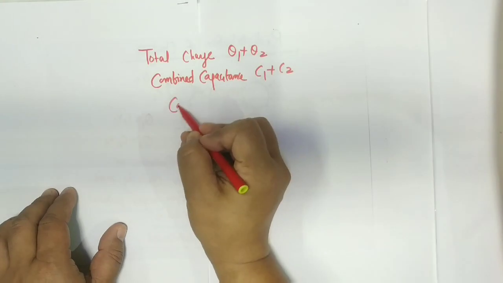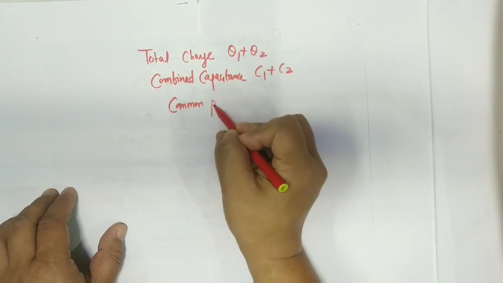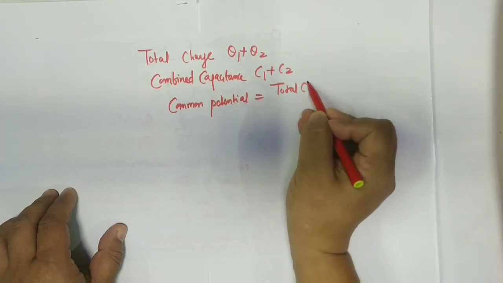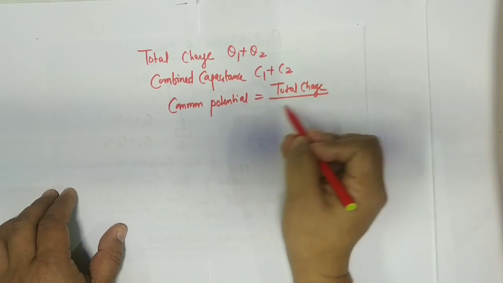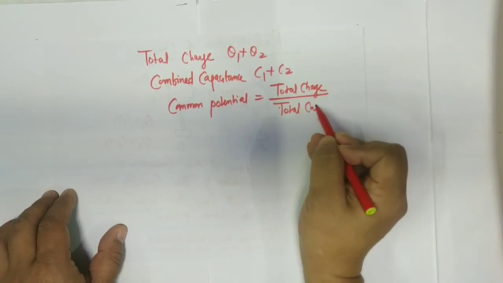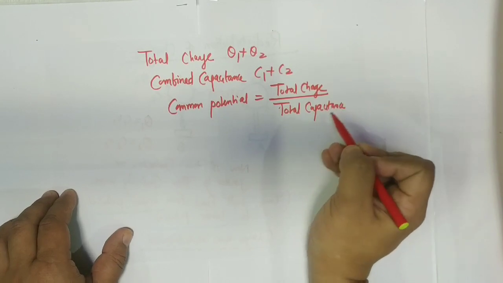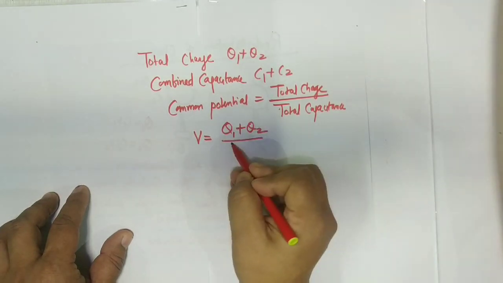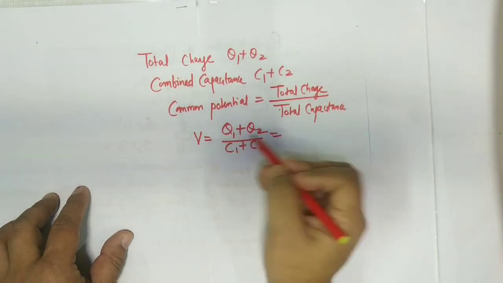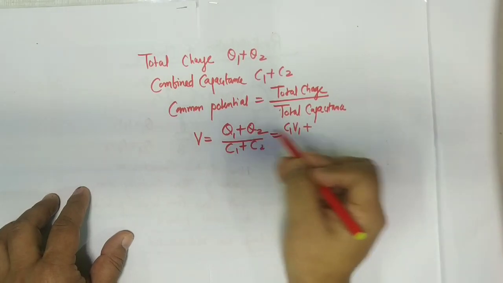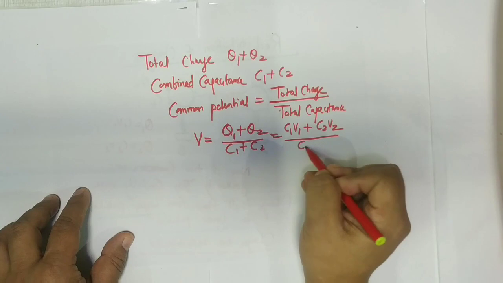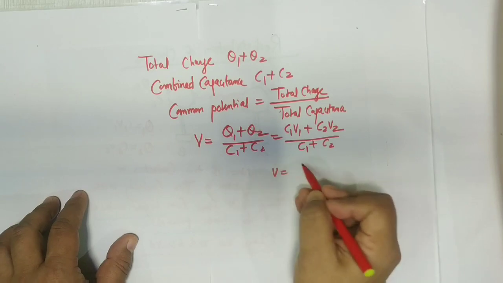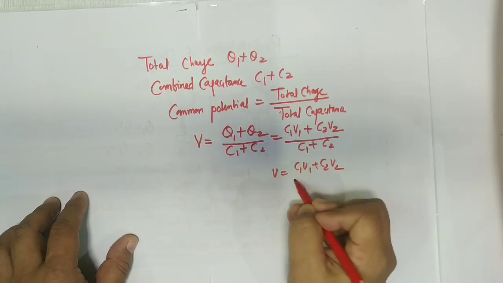When you connect them, there will be a common potential. The common potential is always the total charge upon total capacitance. When the sharing takes place, what is the total charge? Q1 plus Q2. What is the capacitance? C1 plus C2. Can I write in place of Q1, C1 V1, and in place of Q2, C2 V2? Yes, upon C1 plus C2. So this is the expression for the common potential. Remember: C1 V1 plus C2 V2 upon C1 plus C2.